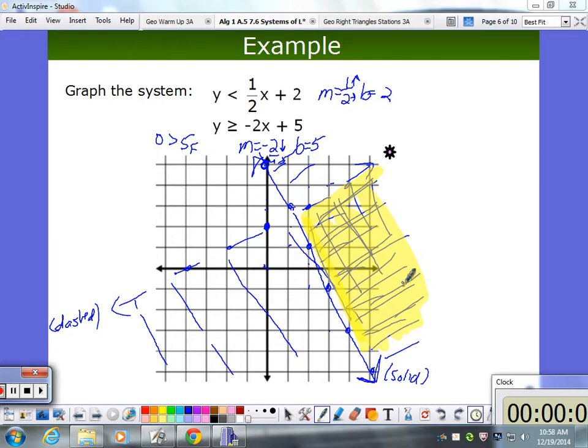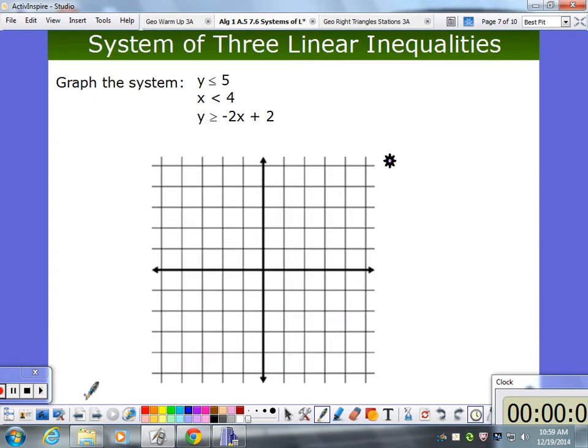These are the solutions. Every point in this shaded area will make this inequality true and that inequality true. Where are the solutions? They're here. How many solutions? An infinite number. So unlike with equations where there's one solution, there's a whole big piece, a whole quarter of the graph. So that is how you graph them, and that is really it. So let's try another example.